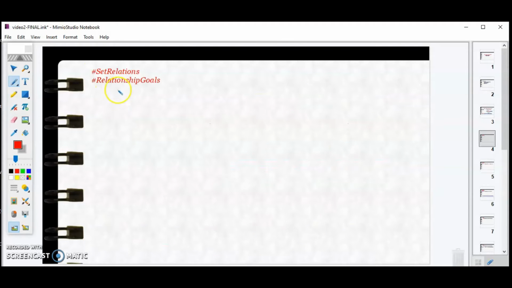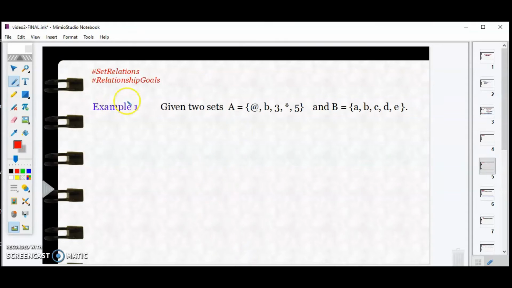Let's continue. So we have here hashtag set relation, hashtag relationship goals. We know that for any two given quantities, a relationship exists. And so with sets. The first example given is that we have two sets, A and B, wherein A has @, B, 3, *, and 5, while B has A, B, C, D, E. You will notice that there is just one element in A that is also in B, like B. But the rest are different.